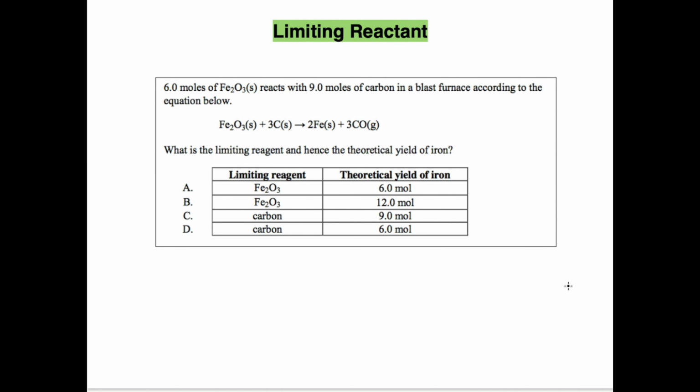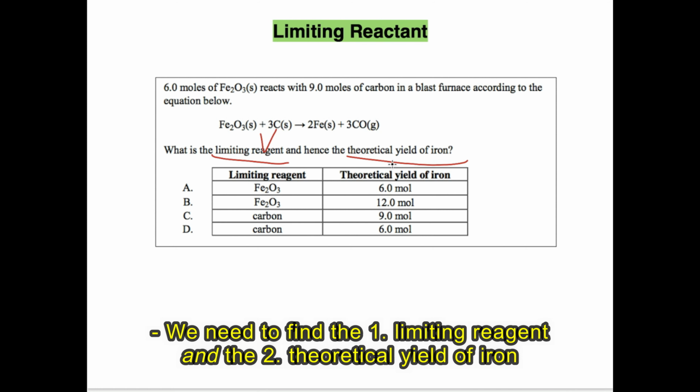This is a question about limiting reactants, and it will help everyone have a better understanding of the concept. Let's take a look. 6 moles of Fe2O3 reacts with 9 moles of carbon in a blast furnace according to the reaction equation below. What is the limiting reactant and hence the theoretical yield of iron? So we need to find two things, the limiting reagent and theoretical yield.